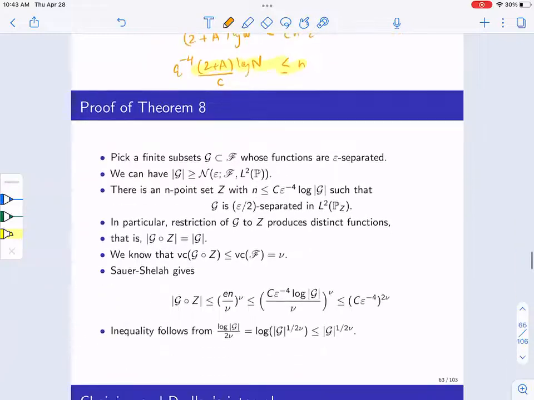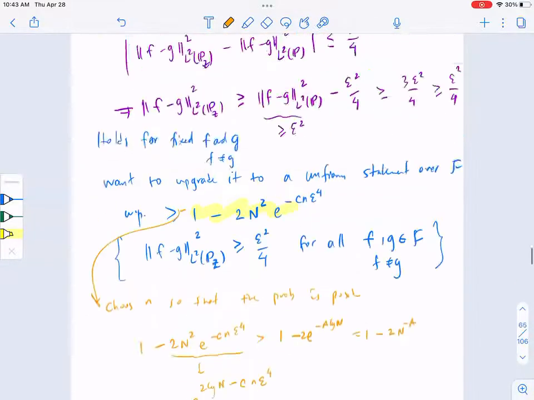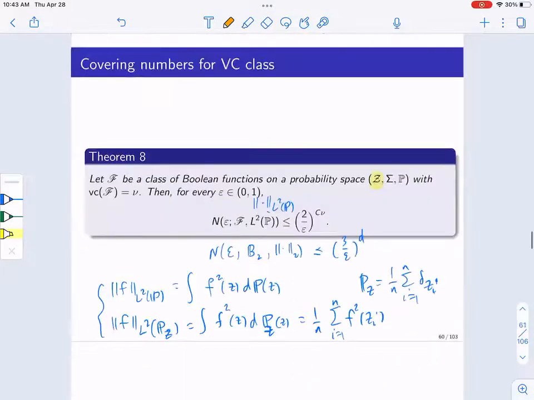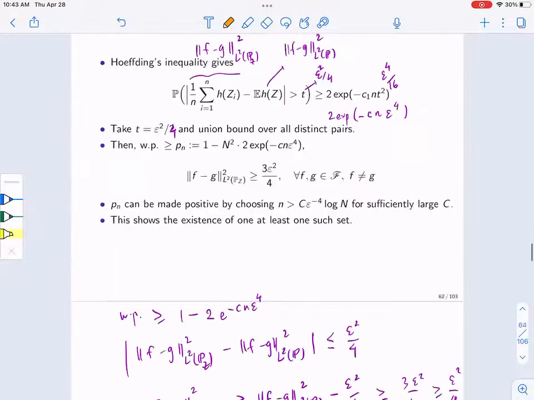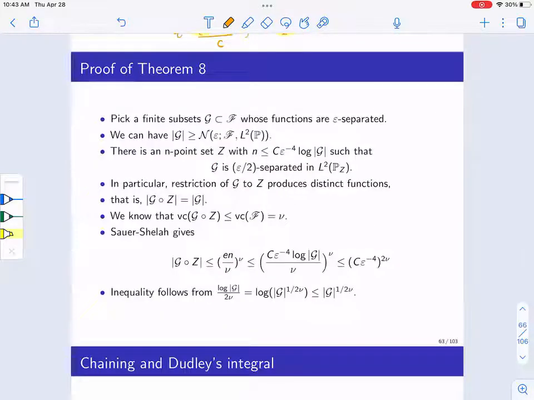Okay, just maybe quick. How can we use this to prove this lemma? Let me just try to quickly do it. So we're going to prove the VC dimension covering number bound. So pick a finite subset of F whose functions are epsilon separated. They can always find a finite subset whose cardinality is at least as big as the covering number. So this is by the maximal packing idea, right?